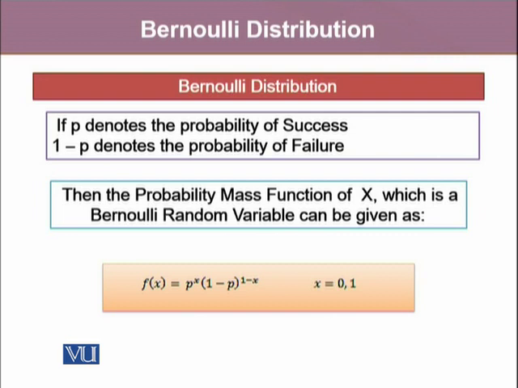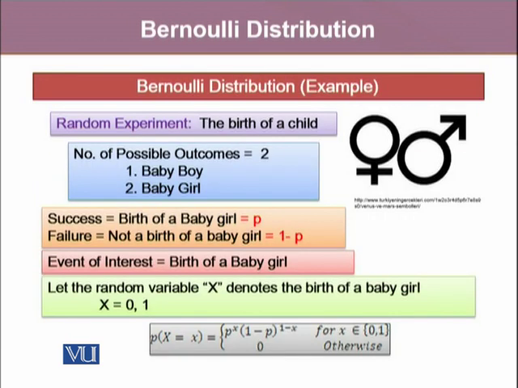Here, I want to mention one thing, that the Bernoulli distribution arises from the Bernoulli trial, and it only talks about one trial, a single trial. So whenever there is a single trial, there will be either a success or a failure. That's the reason X can only take values 0 and 1.